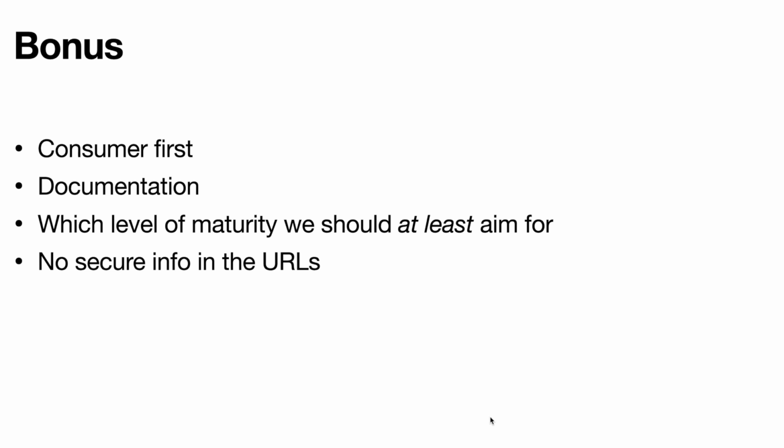understand our API. Many of you may have a question, which level of maturity we should aim for. I would say try for at least level 2, if not 3, because HATEOAS is nice to have, but not mandatory. But when compared with good practices, it's good to have because it tells your consumers all the possible actions after the current action is completed. We should not put any secure information in the URL. If you can't get around it, try to use base64 encoding.